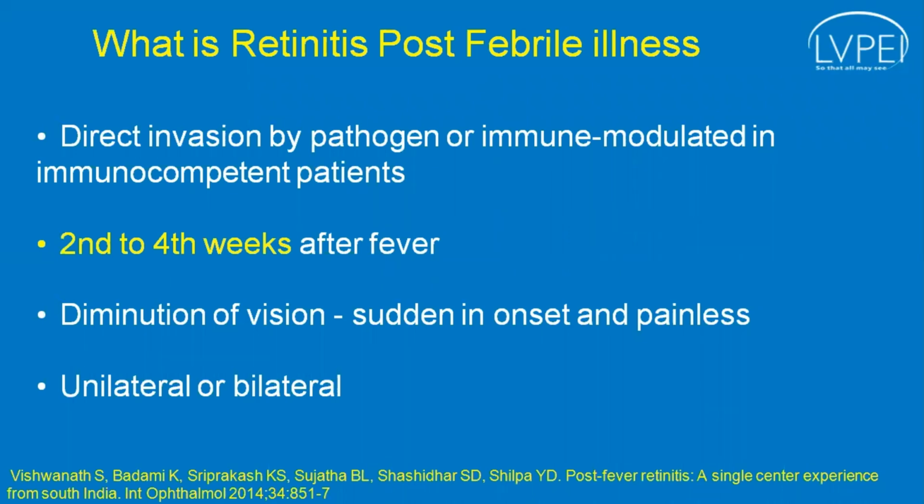Retinitis post-febrile illness refers to various retinal manifestations seen after a febrile episode due to direct invasion of the pathogen or immune-modulated mechanisms in an immunocompetent person, usually seen 2 to 4 weeks after fever. It is characterized by diminution of vision, which is sudden in onset and painless. It could be unilateral, but mostly bilateral.